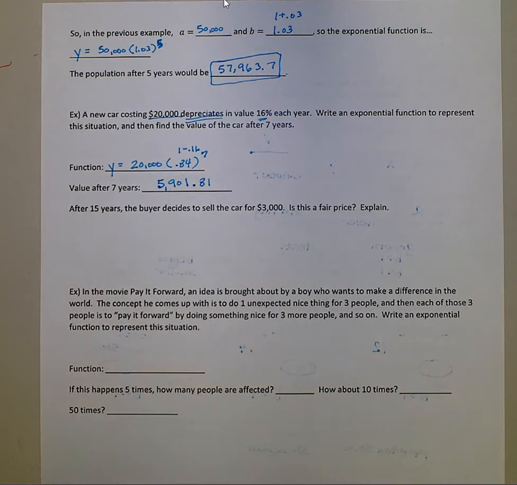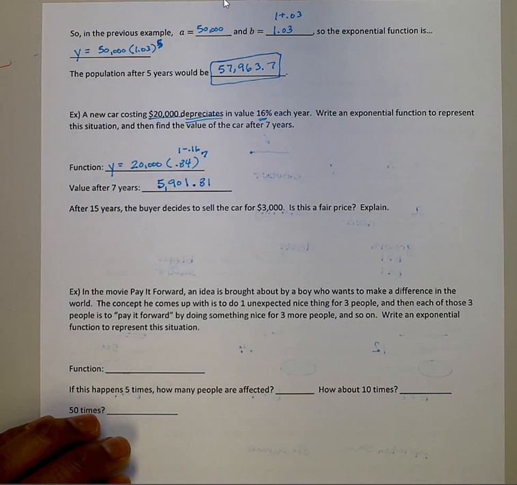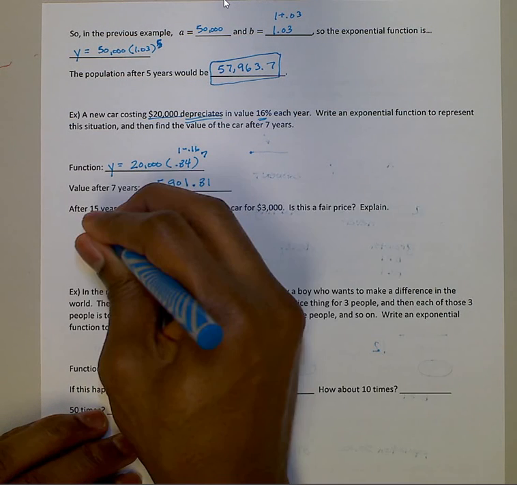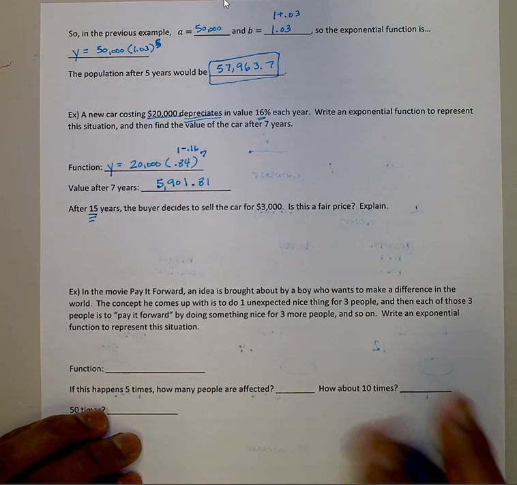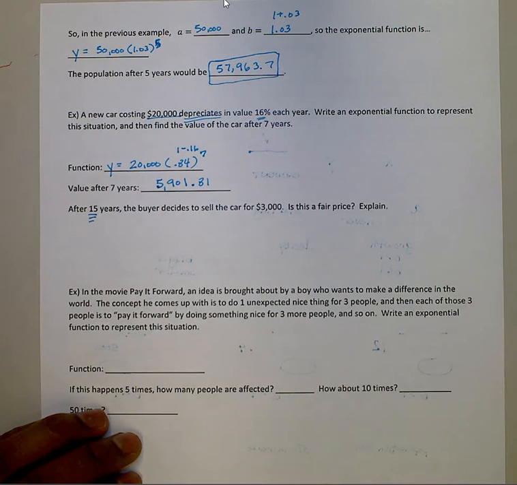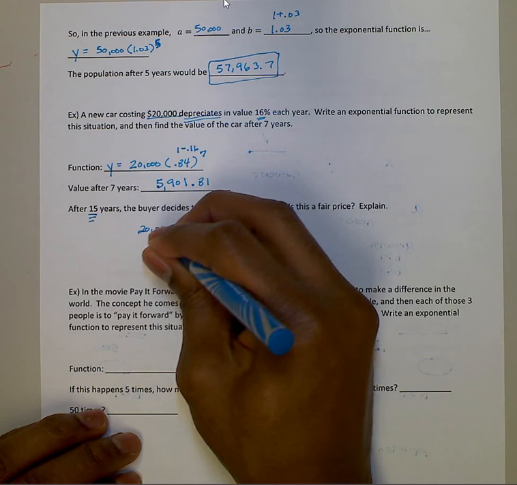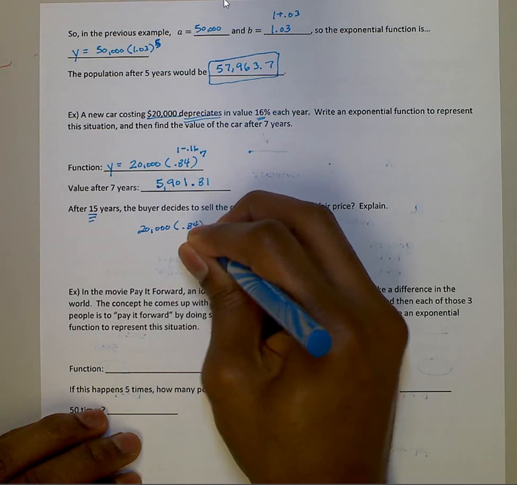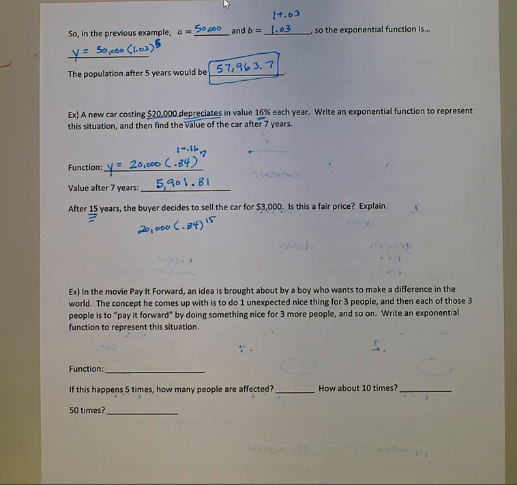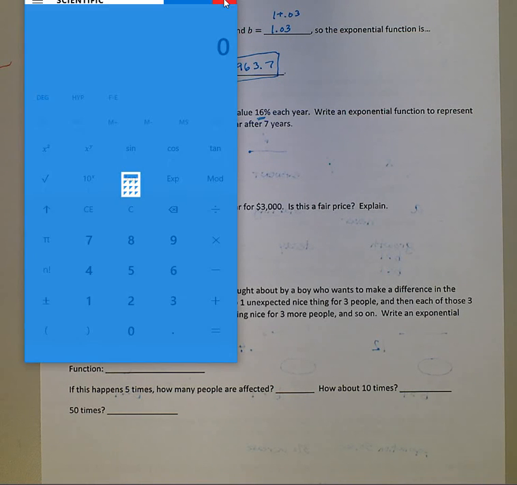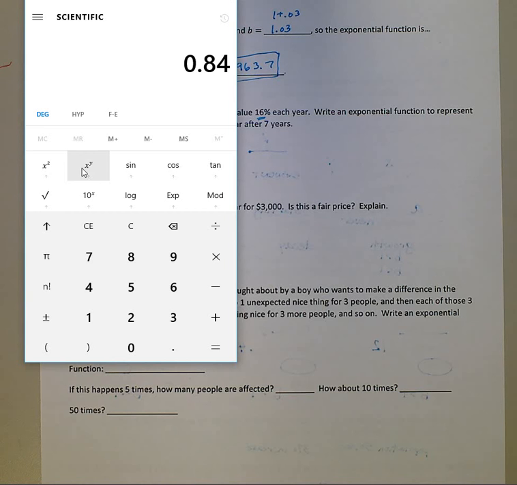Alright. After 15 years, the buyer decides to sell the car for $3,000. Is that a fair price? Okay, so what's changed in this situation? Nothing else. It still depreciates 16% a year. The time is what changed. So I'm just going to change this function, 0.84 to the 15th, okay, so 0.84 to the 15th times 20,000.